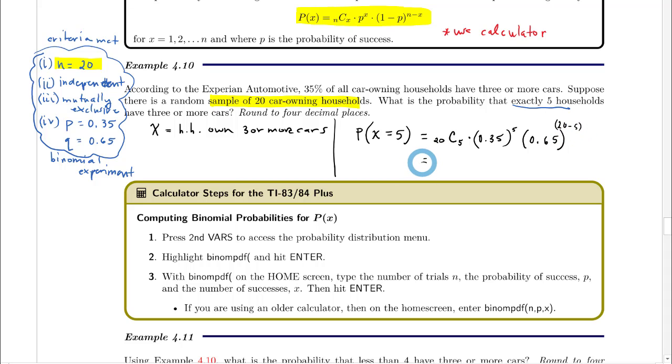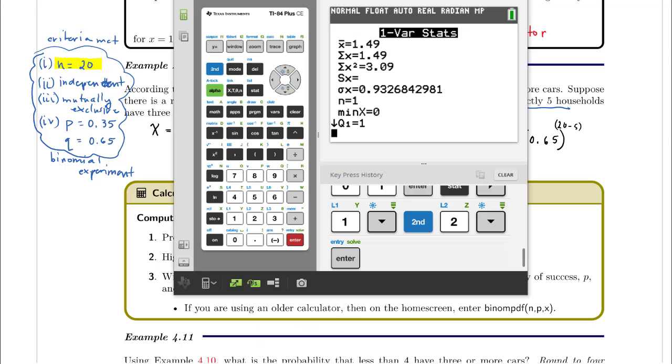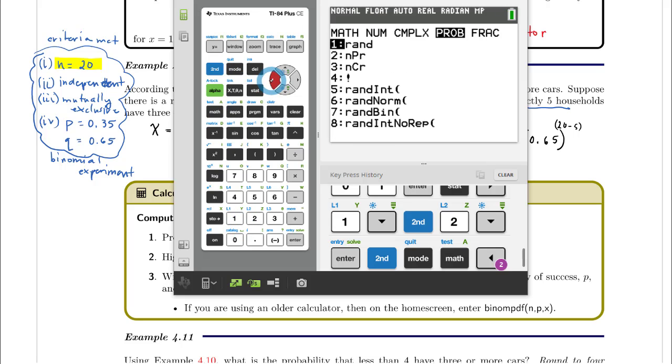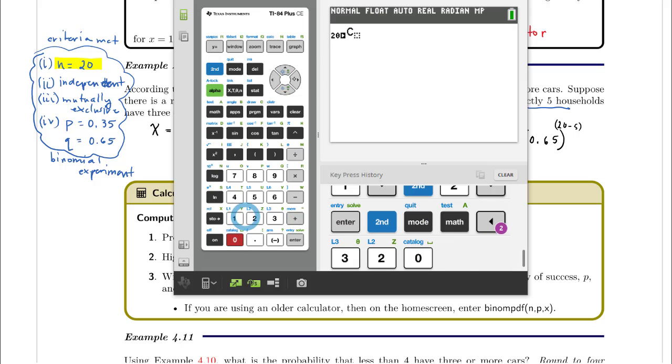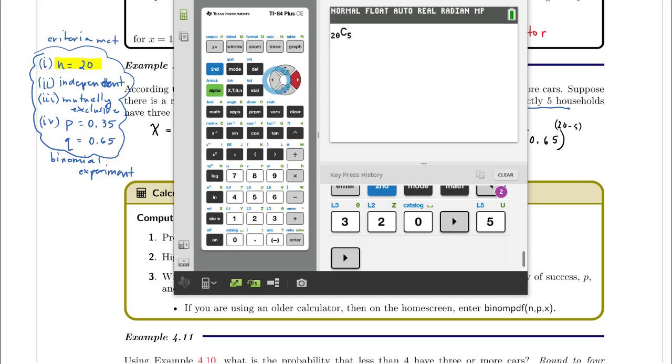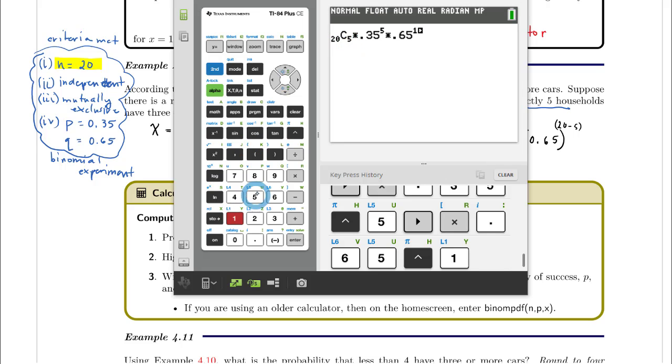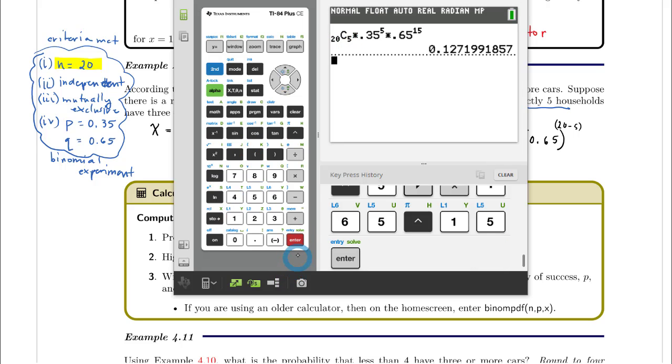Okay, so we can put that in the calculator. Let me go ahead and clear this. So we're going to have math, probability 3, 20 choose 5, times the probability of success, 0.35, to the x power, which is 5th, times the probability of failure to n minus x, so 20 minus 5, which is 15, and hit enter.